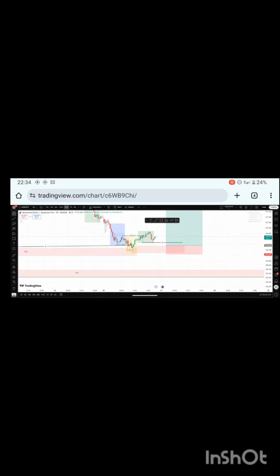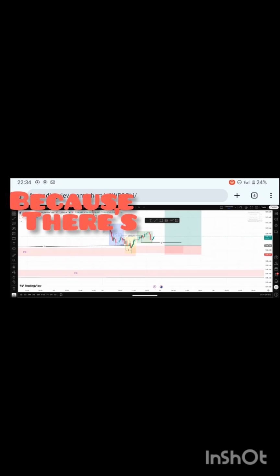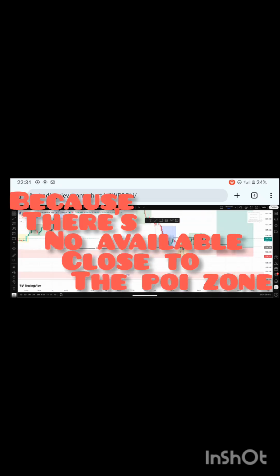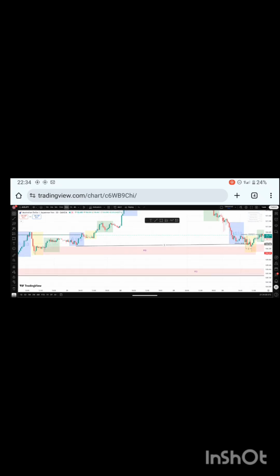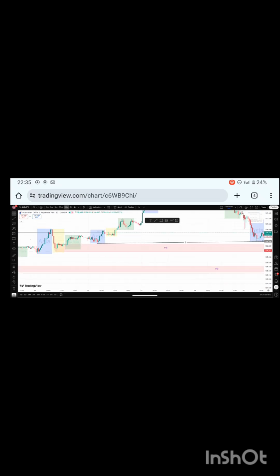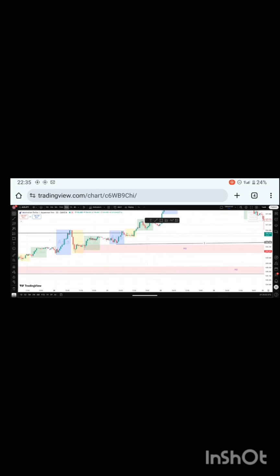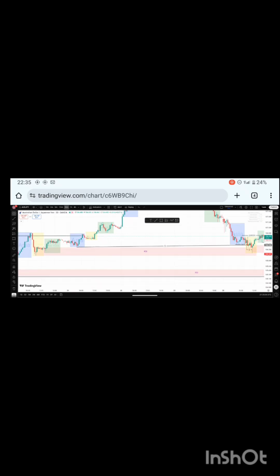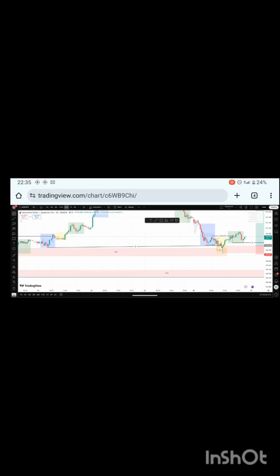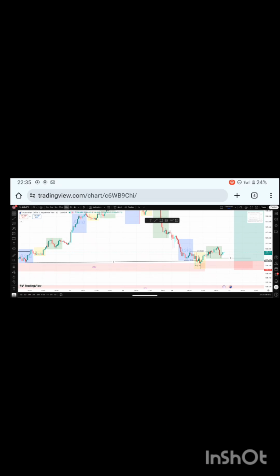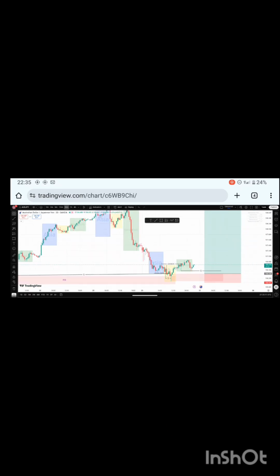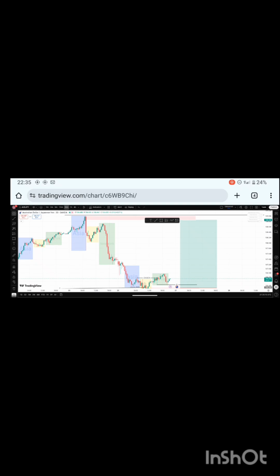But I really think that this zone will not hold much, because this zone here has nothing to hold it, because price moves with liquidity. So it has no liquidity to move. Here you can see we have two Asian lows that have liquidity, that are building liquidity. So I really validate this one because there's liquidity close to the POI zone. So it's a 1 to 1.7 RR.